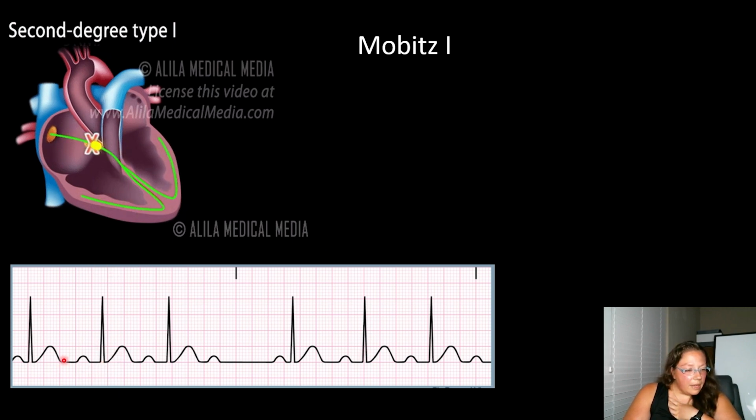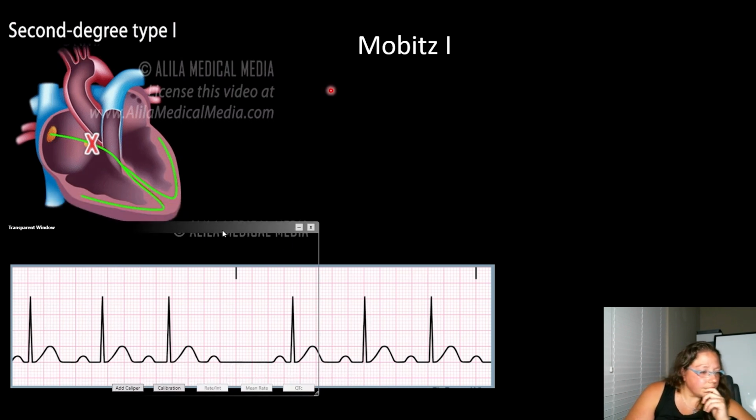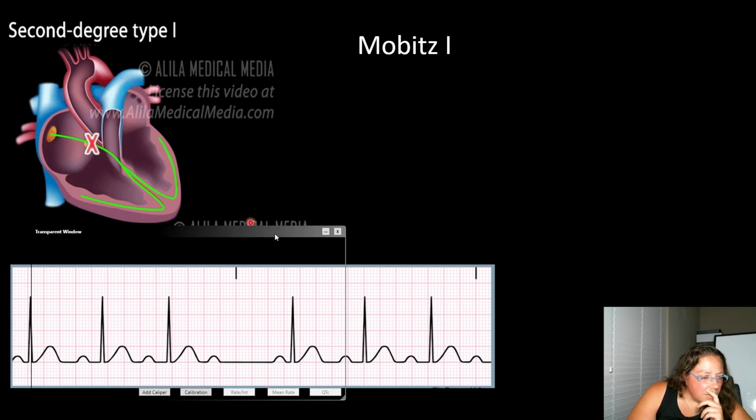If you see here, here's this PR interval, nice and close up here. Nice and close, got a little bit longer, and then all of a sudden there's no QRS. There's a P wave, but no QRS. Then we start over. We've got P and R nice and close together, P and R a little bit longer, and then this one won't have a QRS. If we get our calipers out, you'll be able to see. Do I have my transparent one still? No. Let's do this P wave here.